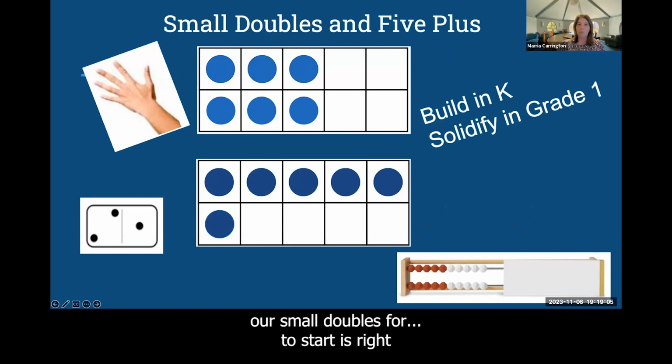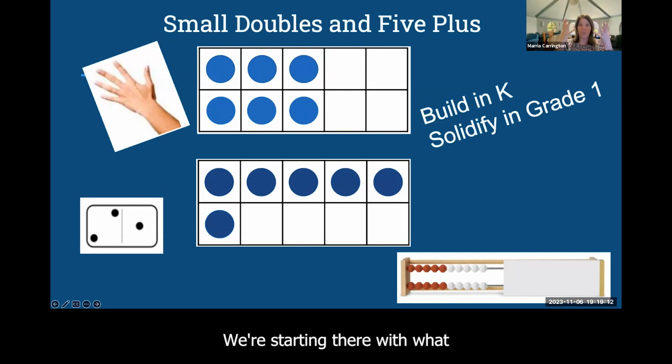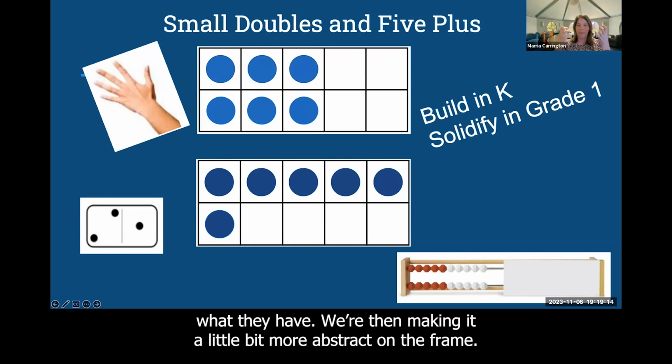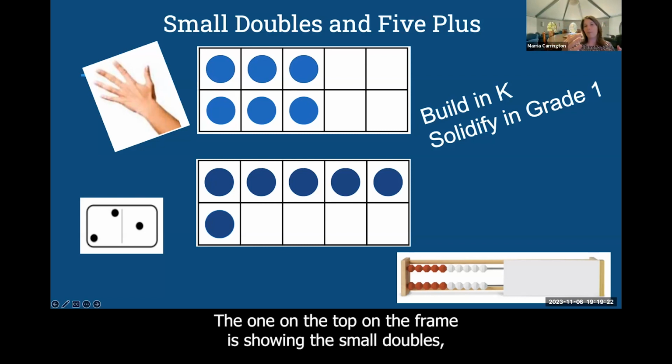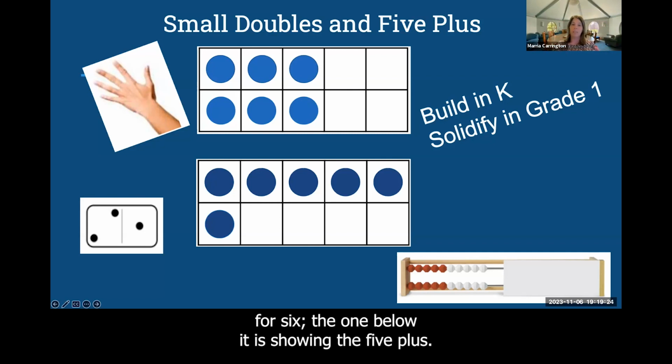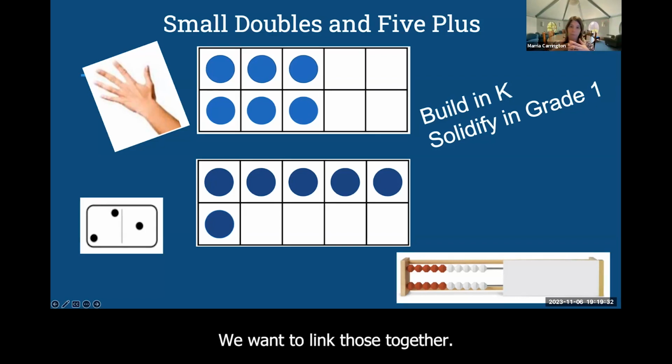Our small doubles to start are 1 and 1, 2 and 2, 3 and 3, 4 and 4, 5 and 5. We're starting there with what they have. We're then making it a little bit more abstract on the frame, so they can recognize that both of those are 6. The one on the top on the frame is showing the small doubles for 6. The one below it is showing the 5+. We also build our 5+ patterns on our fingers. We want to link those together.